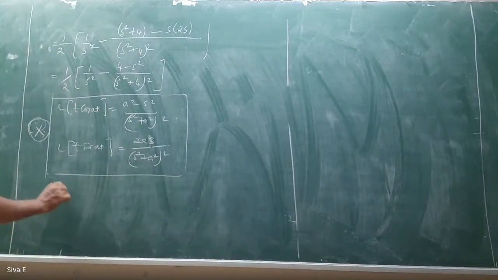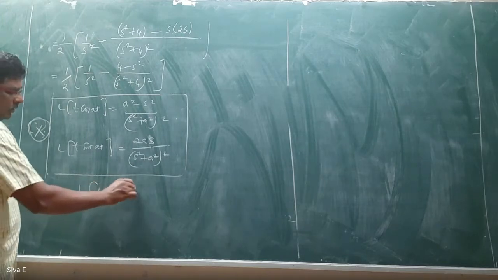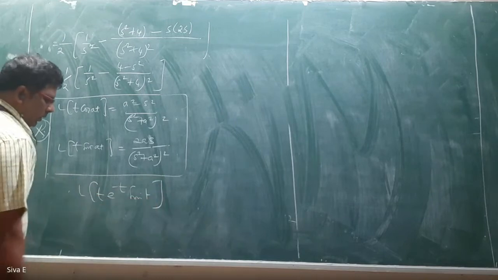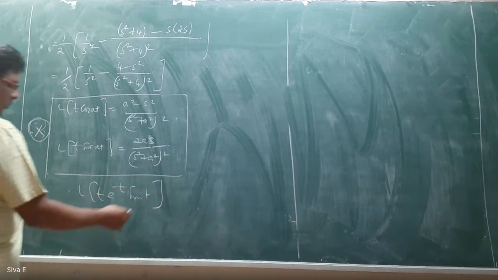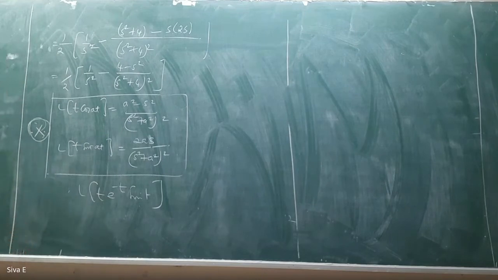In case the problem is like the Laplace transform of t e power minus t sin t, there are three functions at a time: one is trigonometric, one exponential, one algebraic. Then how can we apply them one by one? Usually, what is the order?